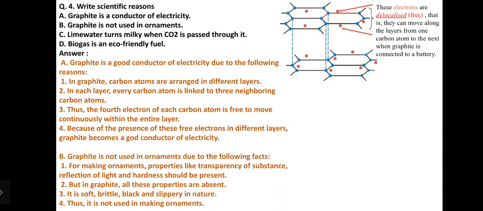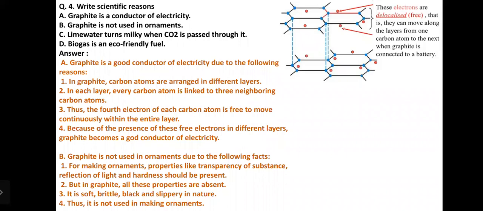The second question is, graphite is not used in ornaments. Now, why can graphite not be used in ornaments? You can see graphite inside the pencil, that lead is actually graphite. You can see it in your pencil. So this graphite cannot be used in ornaments. Why is it so? Why can we not use graphite as an ornament? Because of the following reasons.